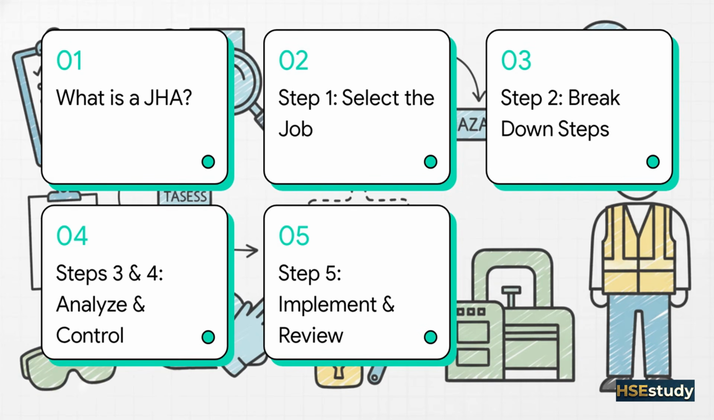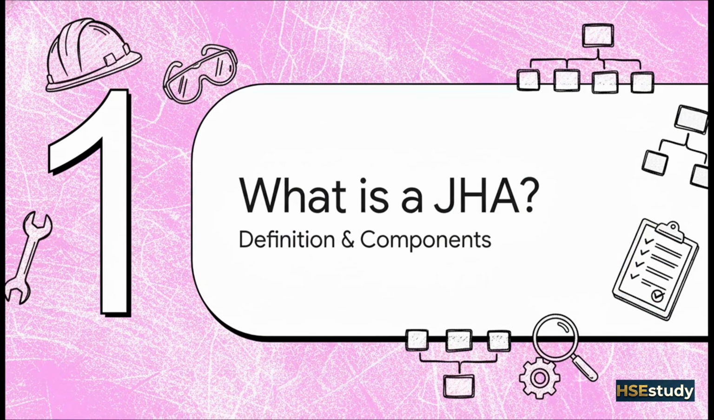So here's our roadmap. We'll start with the basics, what a JHA actually is. Then we're going to walk through the 5 essential steps to create one, from picking the right job all the way through to implementing the plan and keeping it up to date. Okay, let's dive right in.